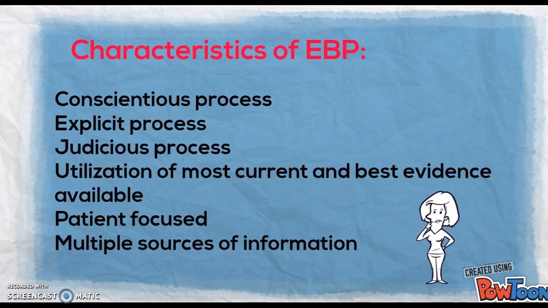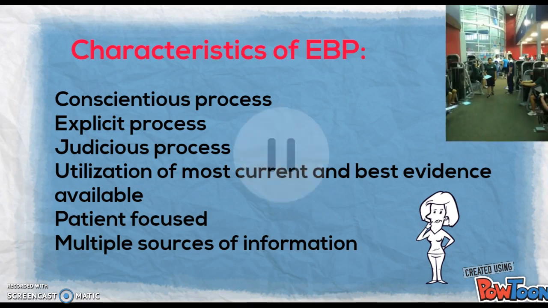There are several main characteristics of evidence-based practice. 1. Evidence is a conscientious process. Each and every action or decision should be well thought out and planned according to the needs of the students. It is explicit. It should be simple and clear. It is judicious. The process should be thoughtful, fair, and free of bias. The student is the priority.